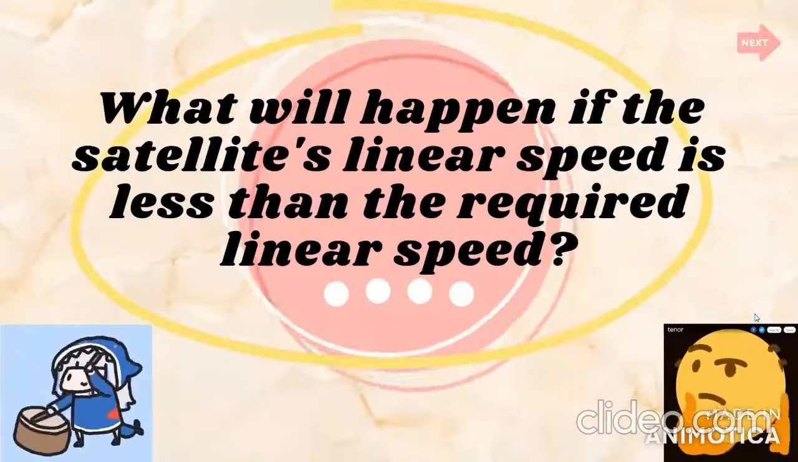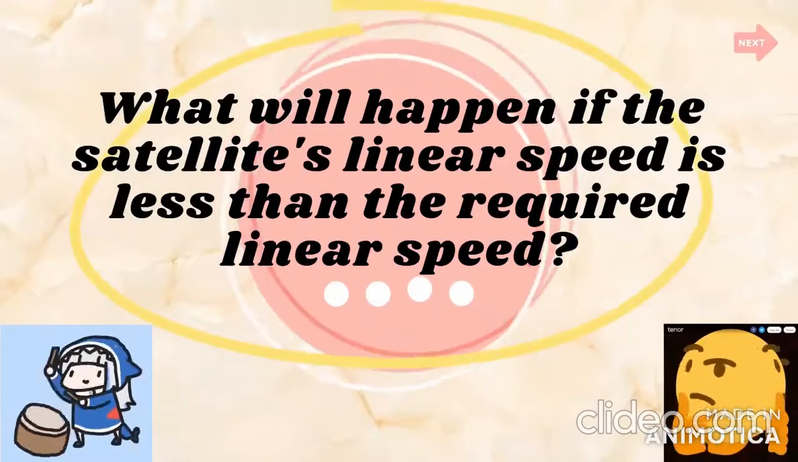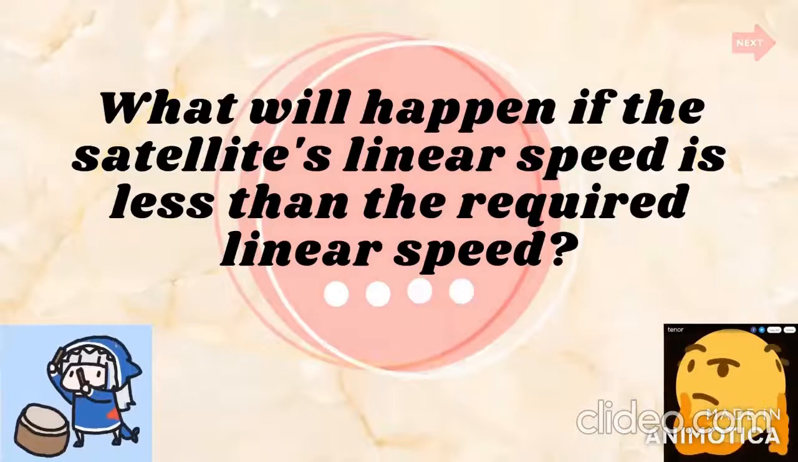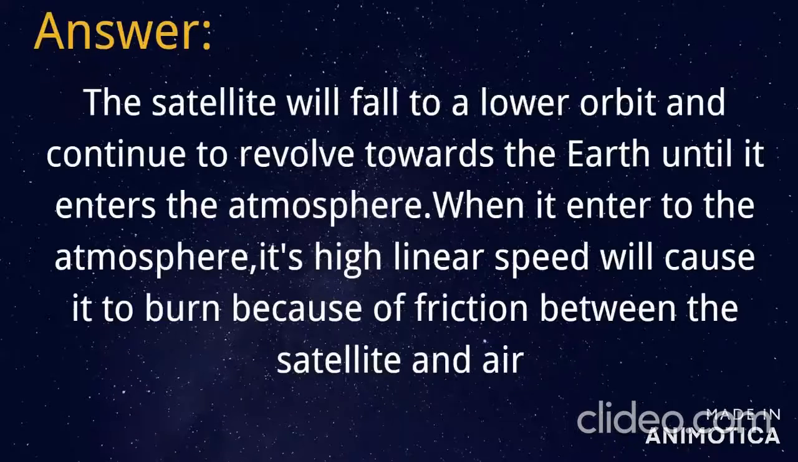What will happen if the satellite's linear speed is less than the required linear speed? The satellite will fall to a lower orbit and continue to revolve towards the Earth until it enters the atmosphere. When it enters the atmosphere, its high linear speed will cause it to burn because of friction between the satellite and the air.